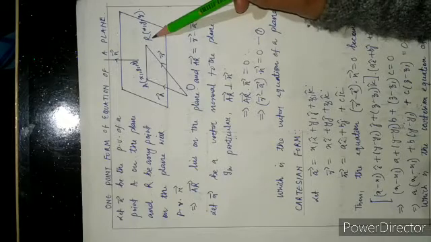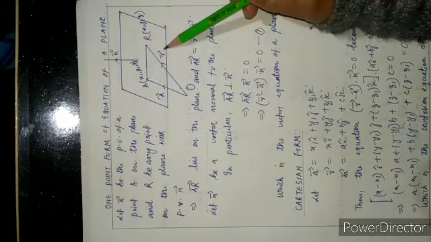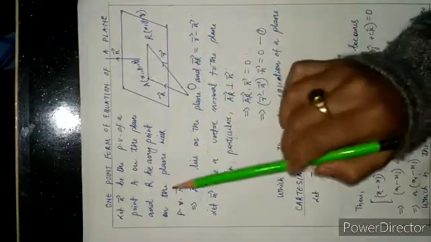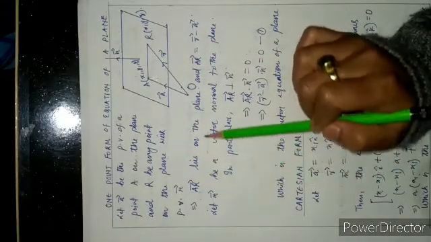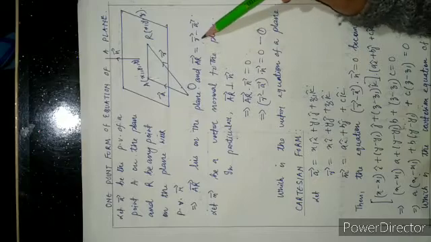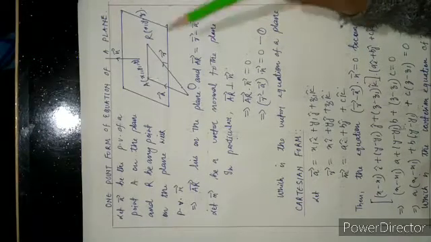R be any arbitrary point on the plane with position vector R vector, which implies that AR vector lies on the plane and AR vector will be equal to R vector minus A.